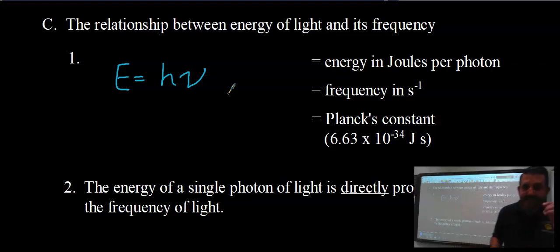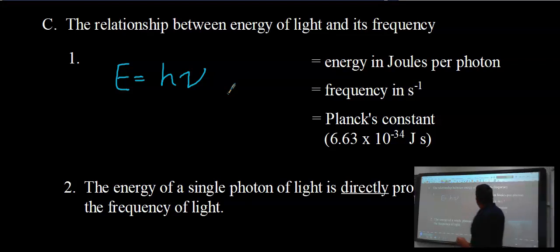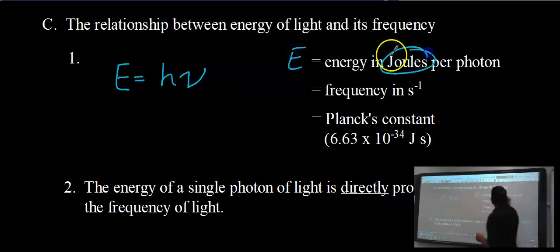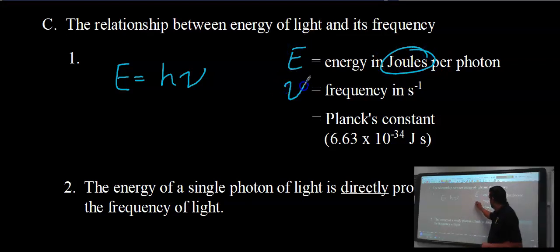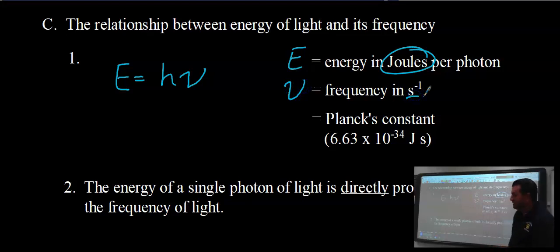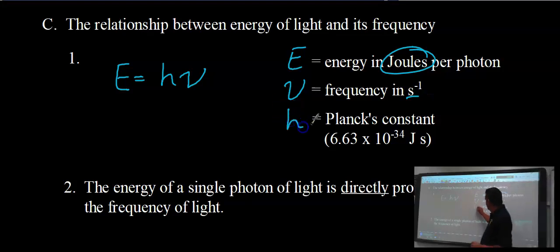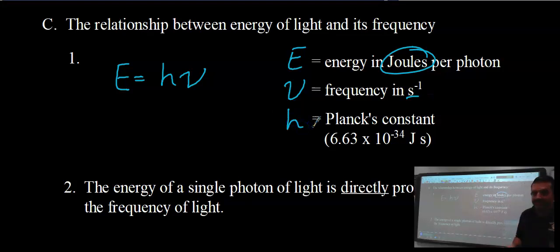Where E is the energy of a single photon in joules. Frequency, still nu, that's in per seconds. And then we have a proportionality constant called Planck's constant. It just turns a proportion into an equality. And so h is Planck's constant. Again, another value that you need to memorize. 6.63 times 10 to the negative 34th joules seconds. Joules times seconds.